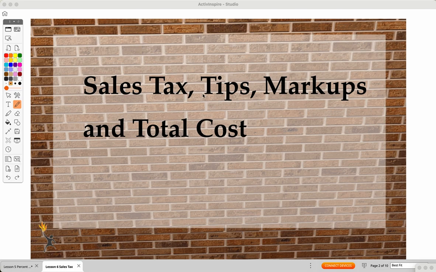Now, all of these are added to your cost. Sales tax is added after your total cost. Tip is added to your final bill. Markup is added to the original price. So these are all added to your total to create your total cost. So that's really what we're going to look at today.